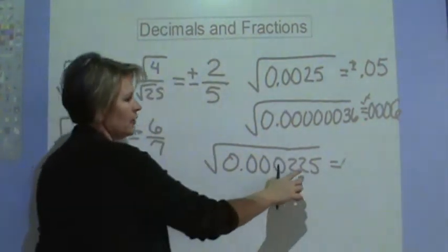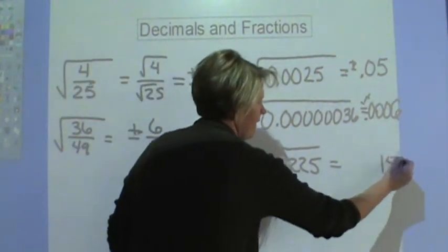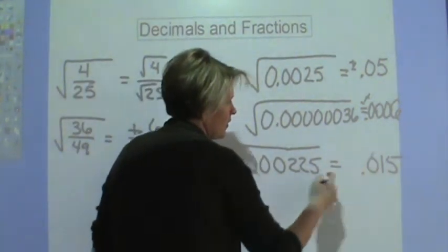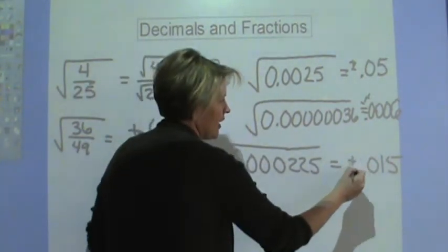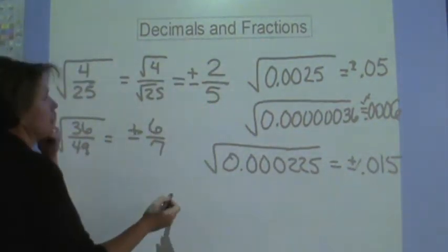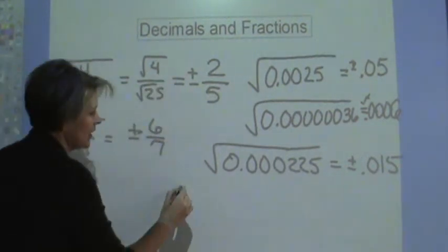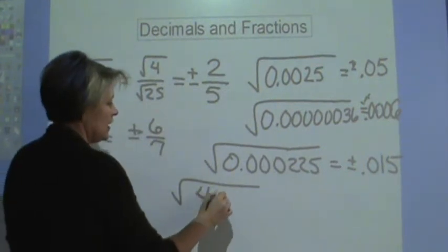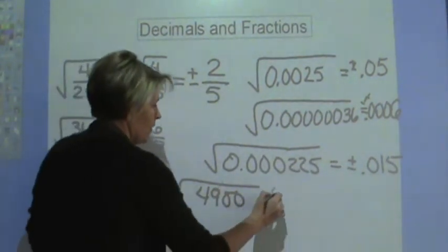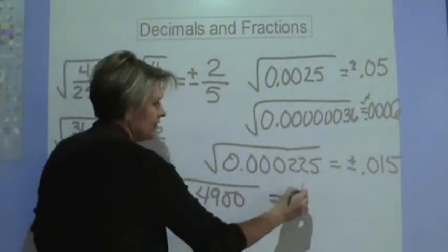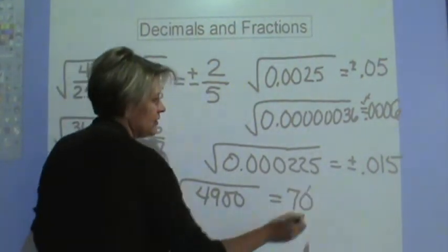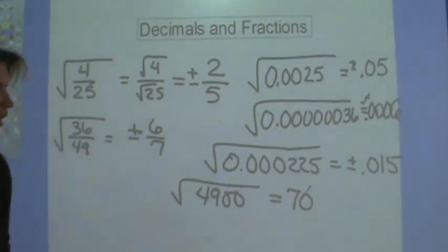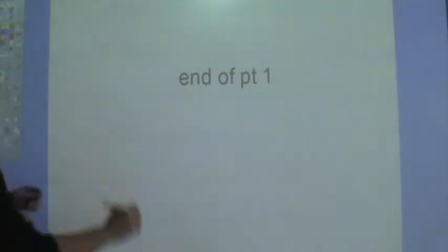So the square root of 225 is 15. And 1, 2, 3, 4, 5, 6 in our question, so then our answer is going to have 3. Now, it doesn't have to be a decimal necessarily. It can also be a big number. So if we had 4,900, the square root of 49 is 7. We got 1, 2, 3, 4, so there should be 2 in our answer. So it can also work with our whole numbers as well. And I believe that's it for part 1.